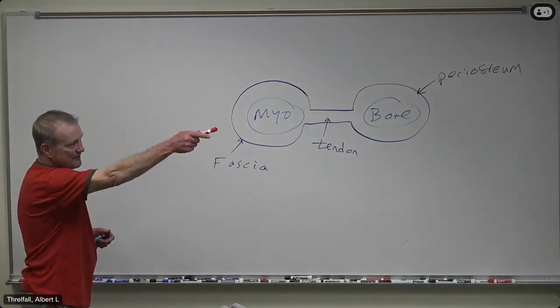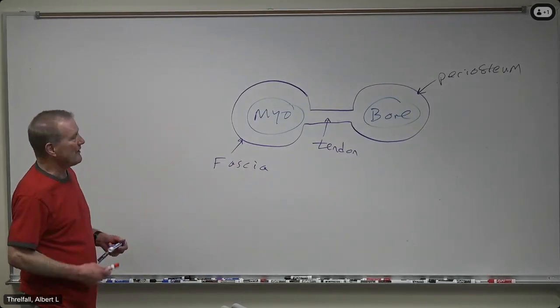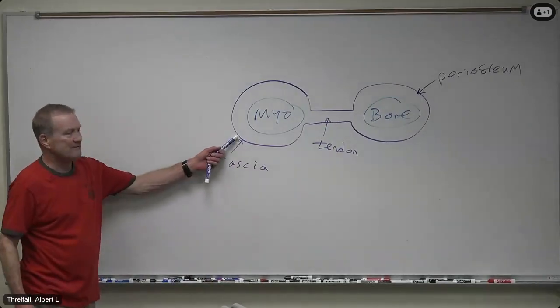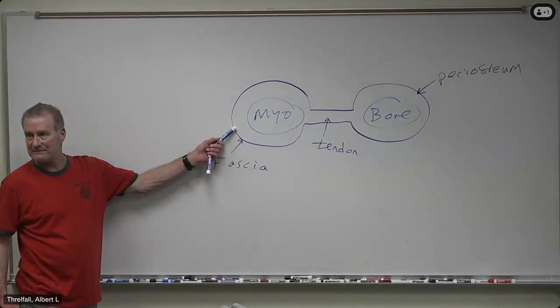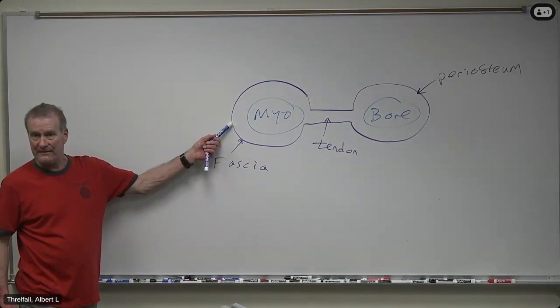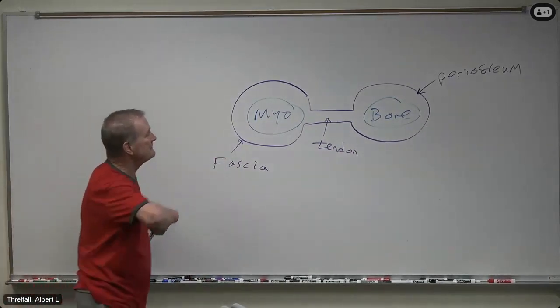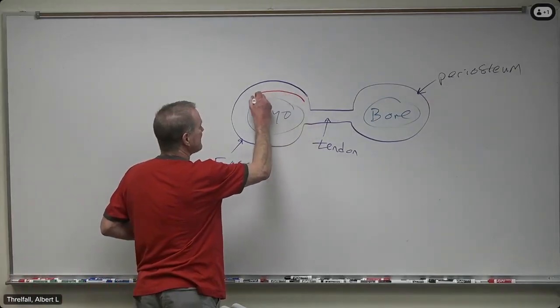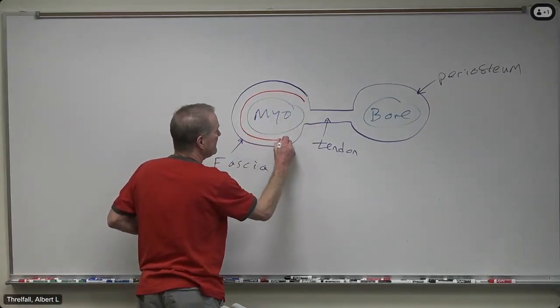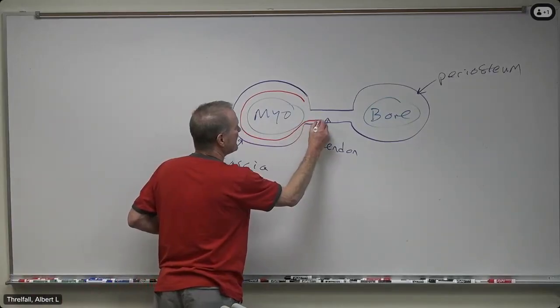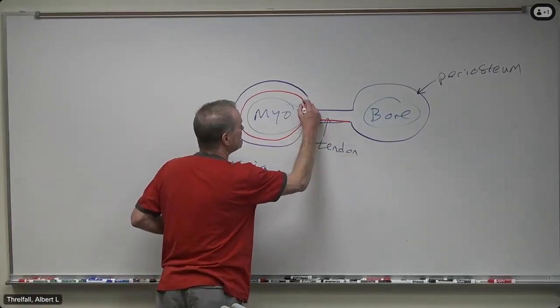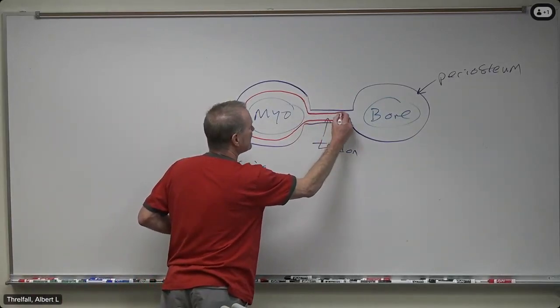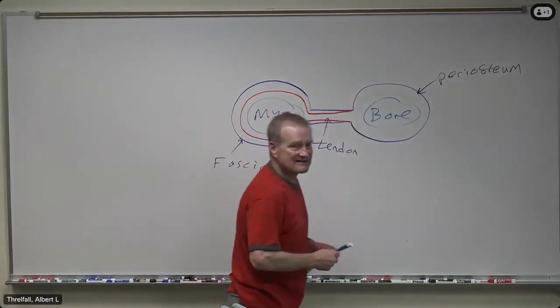Now, use the picture on the main board if you have to, but what's just deep to the fascia? The epimysium. So the epimysium surrounds the muscle, extends out into, contributes to the structure of the tendon, but it does not surround the bone.